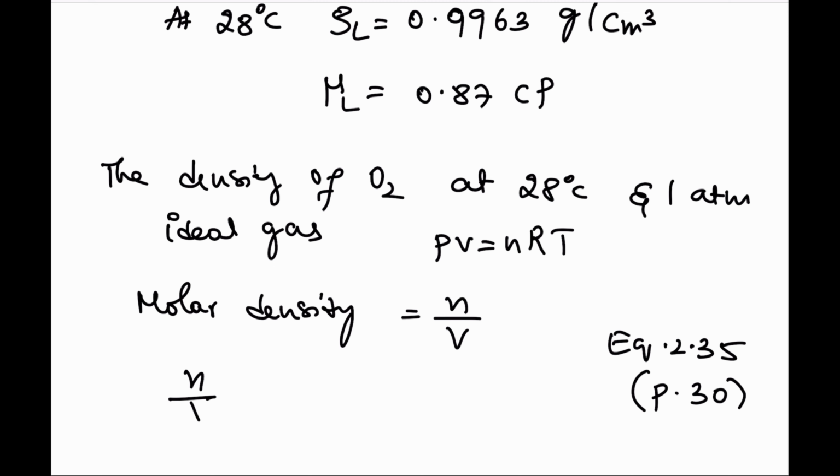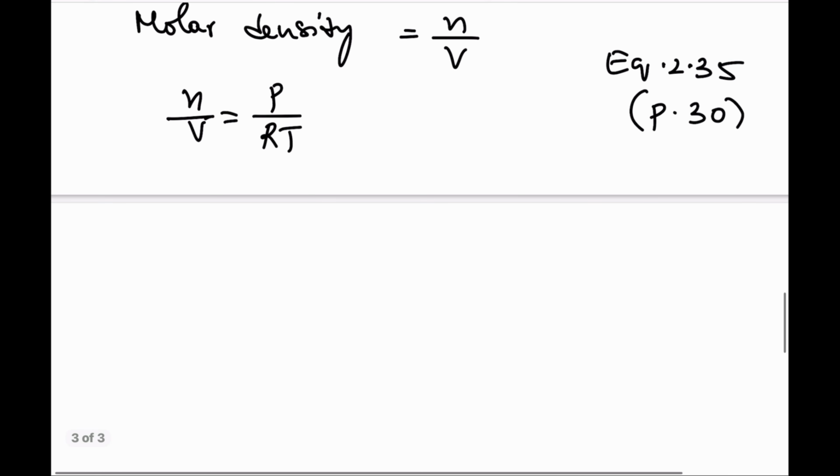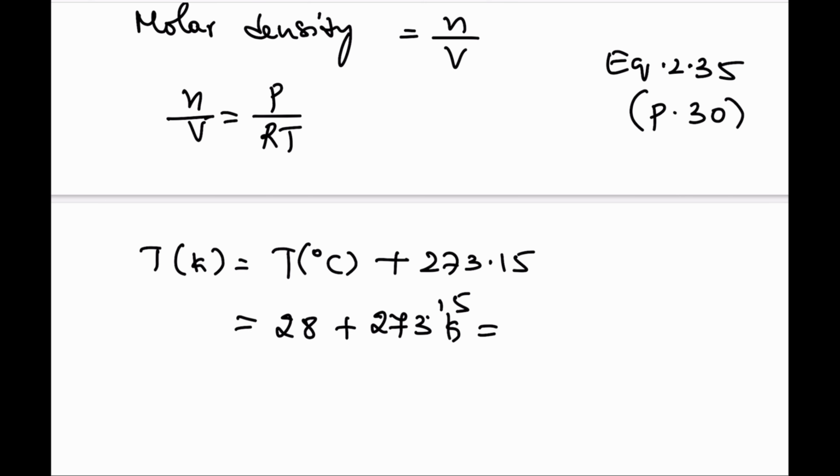Temperature in the ideal gas equation is the absolute temperature, that is, in Kelvin. So how do we convert? T in Kelvin is T in degrees centigrade plus 273.15. These are all very basic things; I am just writing them for your reference. So the given value is 28 degrees centigrade plus 273.15, which yields 301.15 Kelvin.